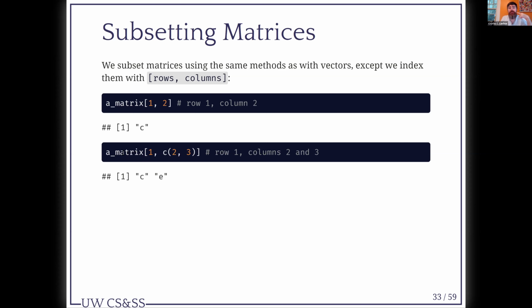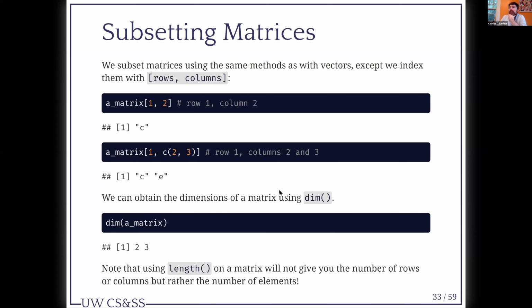We could subset this to say, I would like a matrix, I want its first row and its second and third columns, and get C and E. So if you are interested in what the dimensions of a matrix are, there's a function for it. Dim, or dimensions, on a matrix will say it has 2 rows and 3 columns. So the order of these numbers is the same as the order you would subset in. Most matrix notation goes row and column, okay? The thing is, though, if you do length on a matrix, it does not give you the number of rows and columns. Length on a matrix will give you the number of elements in that matrix, ignoring the fact that they are in rows and columns.